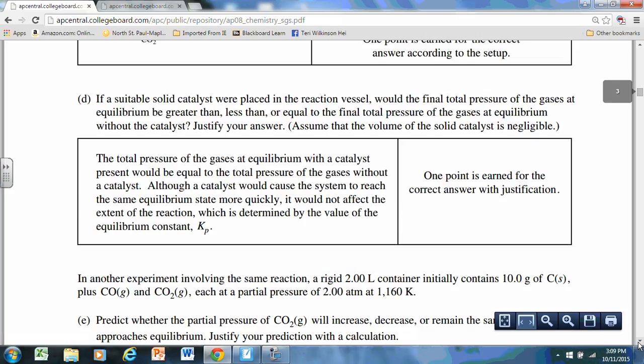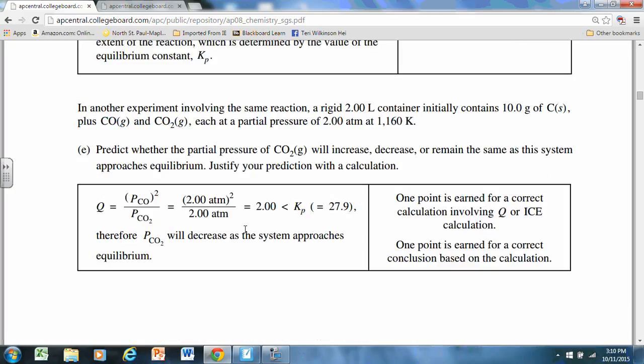Read the words. The total gas pressure of the gases at equilibrium with a catalyst present would be equal to the total pressure of the gases without a catalyst. Although a catalyst would cause the system to reach the same equilibrium state more quickly, it would not affect the extent of the reaction, that means products or reactants, which is determined by the value of Kp. And then finally, because 2 is less than 27.9, the CO2 will decrease as the system approaches equilibrium.